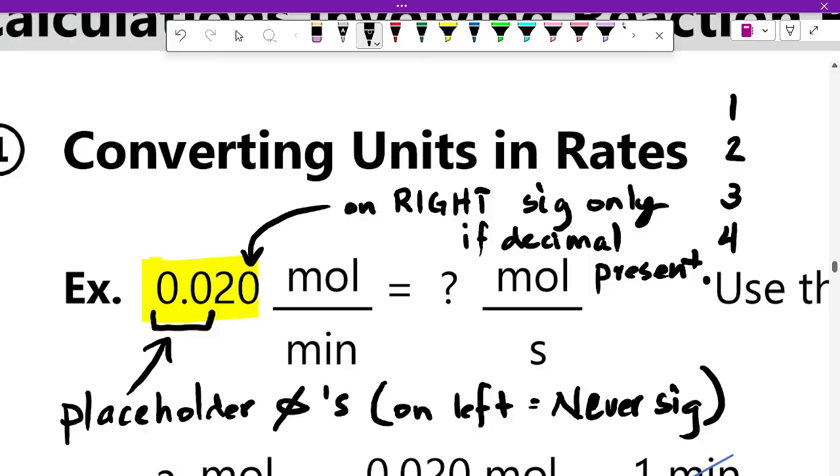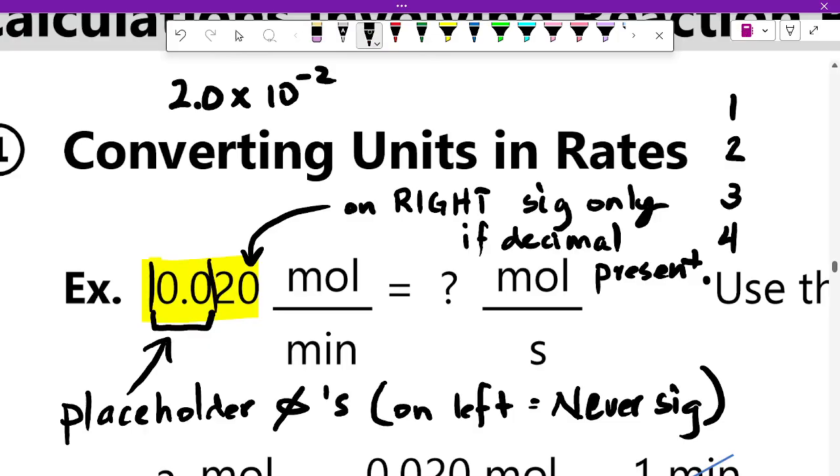And you can actually think about this. If you were to write this number in scientific notation, would you write it as 0.0 2.0 times 10 to the negative 2? No, you would just write it as 2.0 times 10 to the negative 2. So that is telling you that these two are not significant.